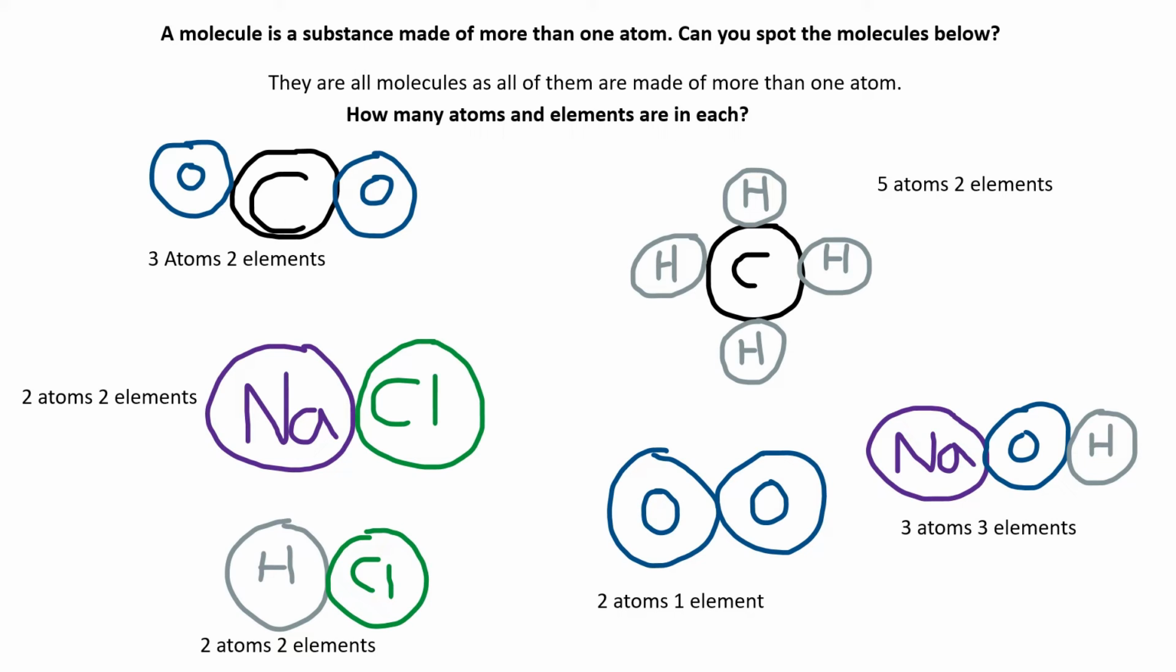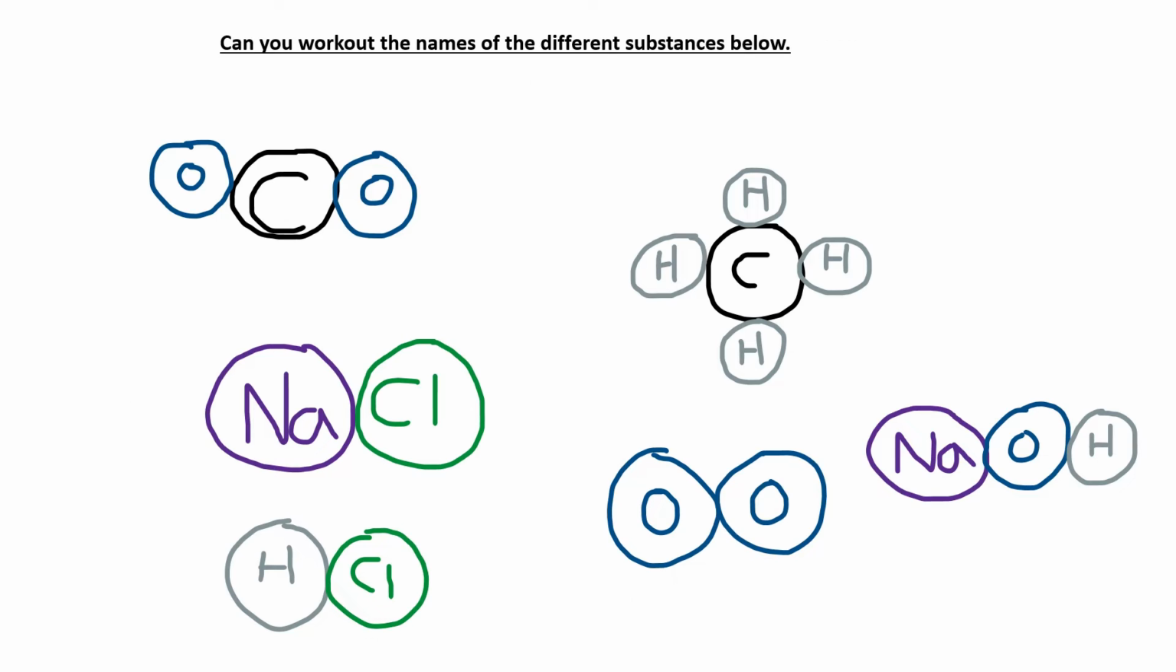Okay, let's work out the names of these substances. The first one is carbon dioxide. You've heard of that before. It's the gas you breathe out. The second one is methane. This can be used as a fuel.